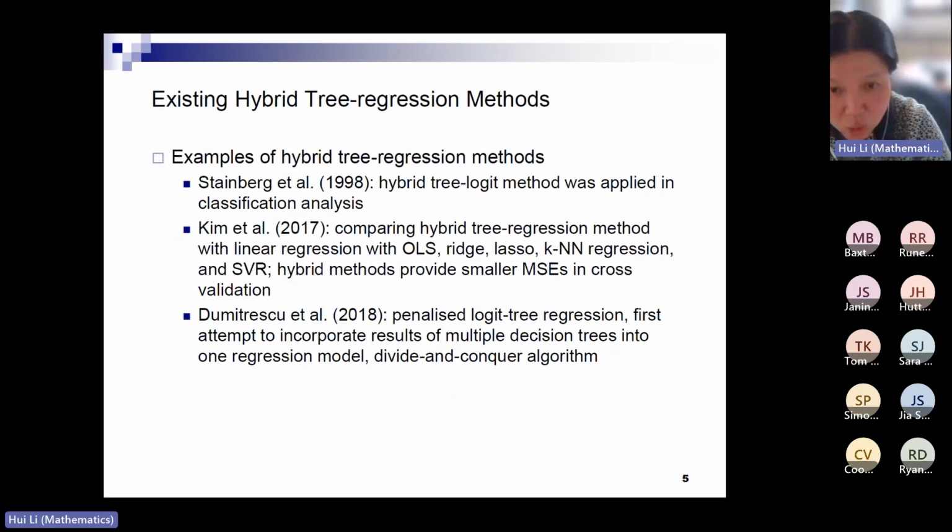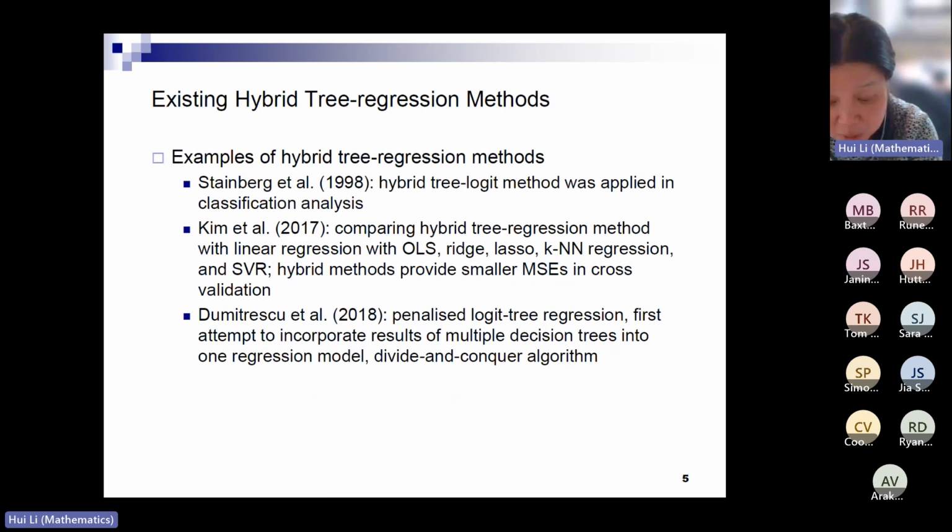In the literature, there are quite a few studies exploring the hybrid tree regression methods. We list a few significant improvements. So in 1998, Steinberg et al. designed a hybrid classification algorithm based on decision tree and logistic regression. The algorithm applied leaf nodes of decision tree as additional independent variables in the logistic model. According to the real-world data and Monte Carlo simulations, hybrid models performed better than both logistic regression and regression trees.